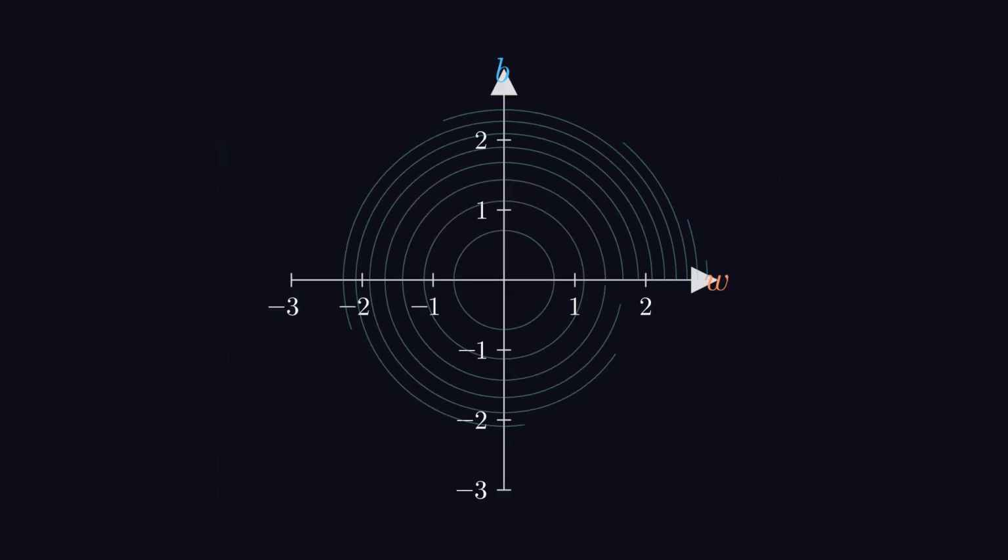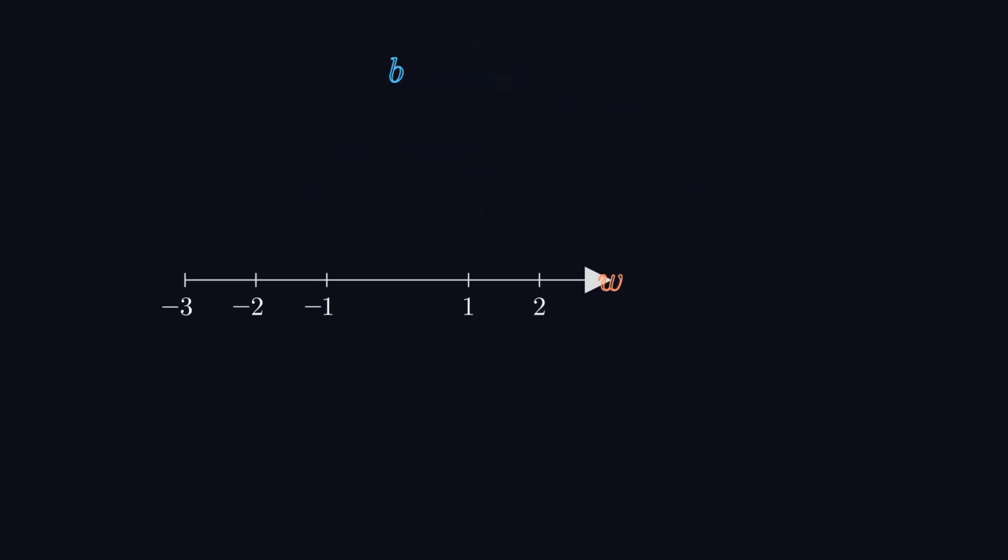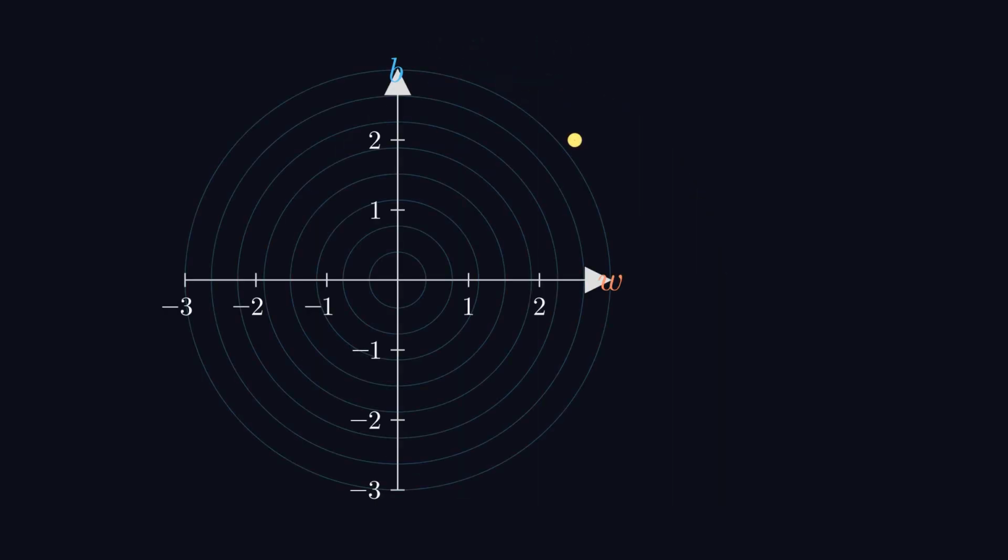And look at this. When we plot L as a function of w and b, we get this beautiful bowl-shaped surface. There's one bottom, one minimum. That's where the best line lives. So how do we find the bottom? We could try every possible w and b, but that's infinitely many combinations. Instead, we use an algorithm called gradient descent. And this is the core idea behind all of AI training.